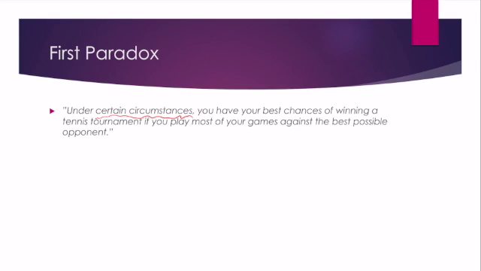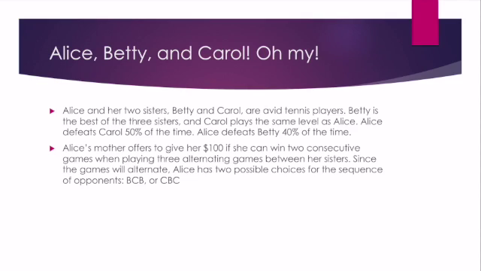Then we have another situation, right? Our situation is we have three sisters, Alice, Betty, and Carol, very creative names, and they play tennis. Betty is the best of the three sisters, and Carol plays at the same level as Alice. So because Carol and Alice are the same, it makes sense that Alice defeats Carol 50% of the time, and Alice defeats Betty 40% of the time. Betty's the best. Alice's mother offers to give her $100, which is just weird, if she can win 2 consecutive games when playing 3 alternating games between her sisters. So meaning she can play Betty, Carol, Betty, or Carol, Betty, Carol.